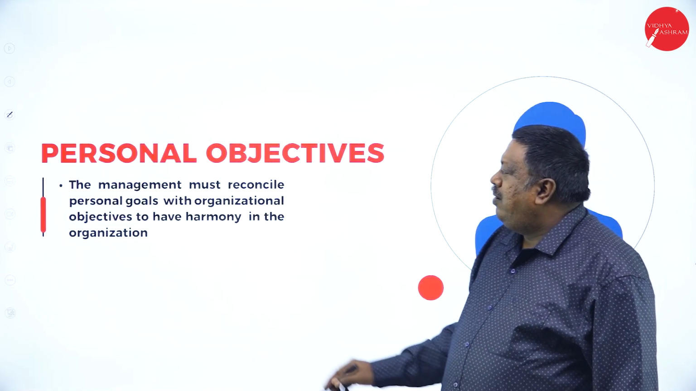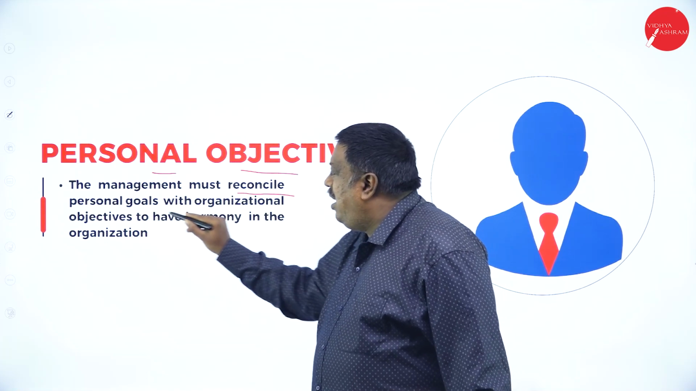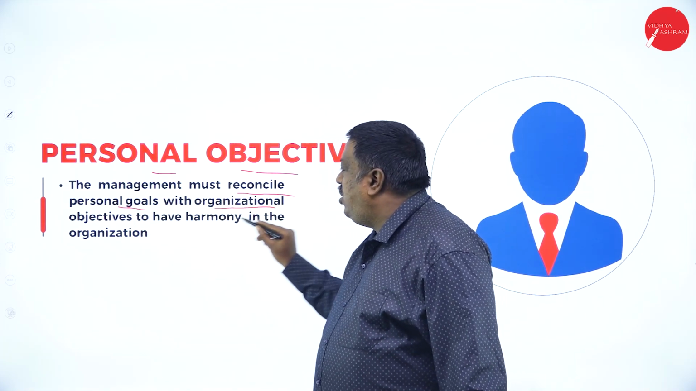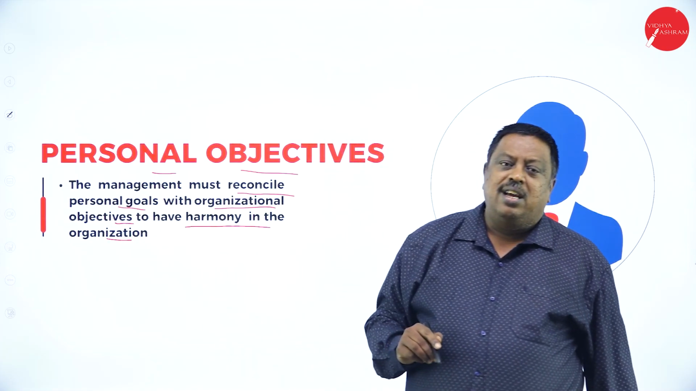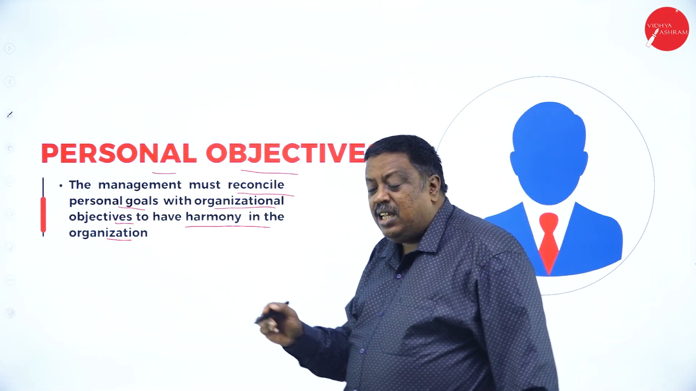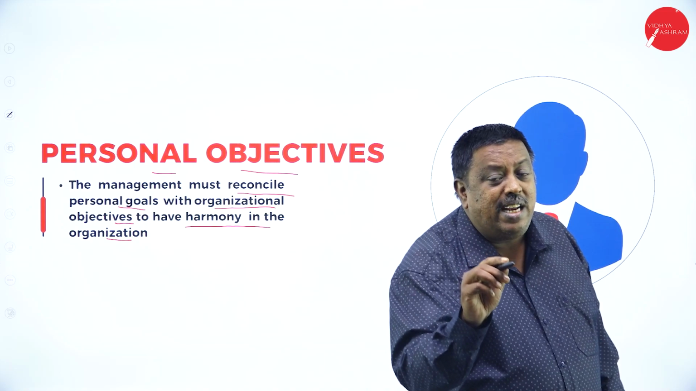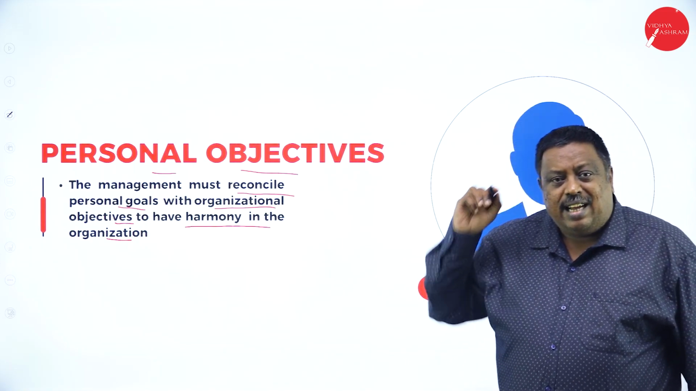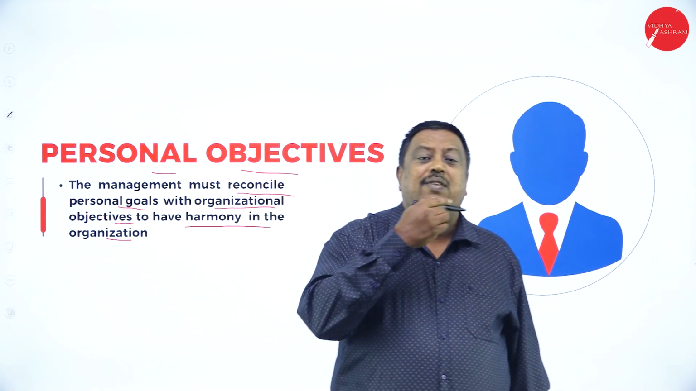The third one, personal objective. The management must reconcile personal goals with organization objectives to have harmony in the organization. If the employees' goals are converted into organization goals in the minds of the employees, then definitely there will be no problems in the minds of the employees or in the work environment.